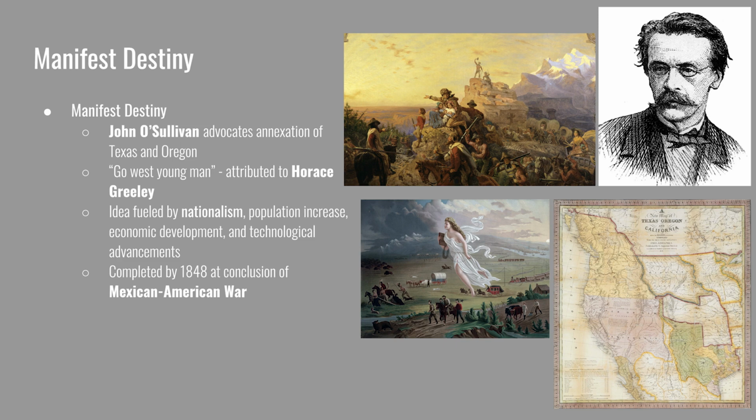Manifest destiny was fueled by nationalism and population increase. Urban centers in the east were getting too crowded, so people were looking to spread out, and there were economic opportunities aside from mining with the beginning of railroad construction and laying telegraph wire across the country. It was these same technological advancements that allowed people to reach Western territory so much faster as well. Manifest destiny, or the objective of expanding American territory to the Pacific Ocean, was completed by 1848 at the conclusion of the Mexican-American War, which is covered in the next lecture.